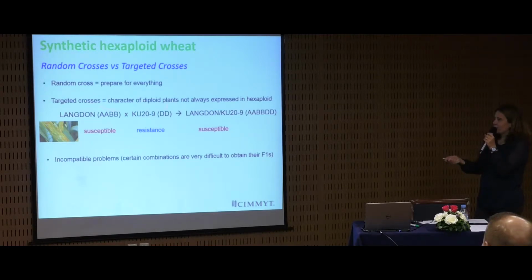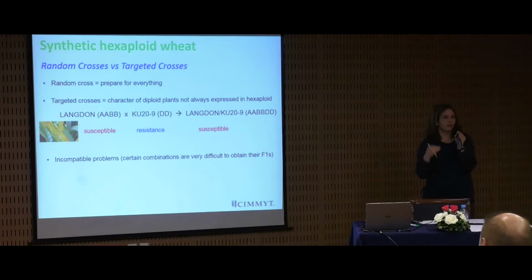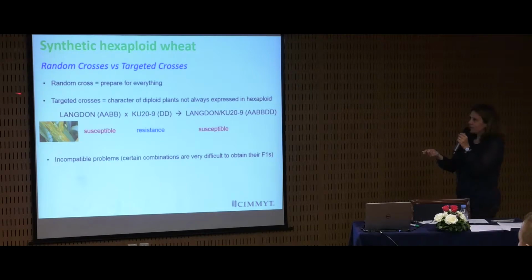what he sees is that the character of the diploid plants is not always expressed in the hexaploid, and there has been literature since a few years on what is genomically going on during the process of developing that synthetic hexaploid. So a lot of bits of chromosomes get lost. There's a lot of rearrangement genetically, so we cannot always say, okay, there is a Tauschii accession that is rust resistant, so the synthetic will be rust resistant. Not always. So that's the drawback of that.